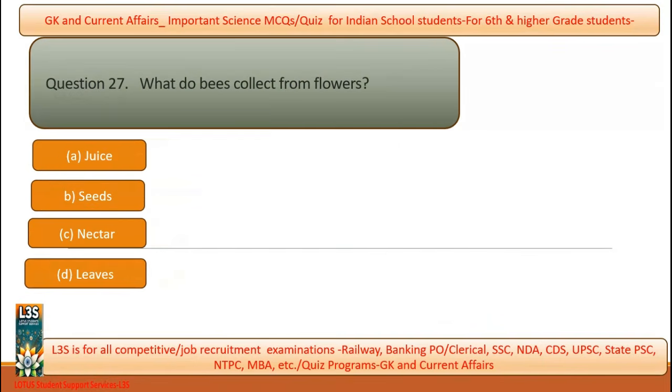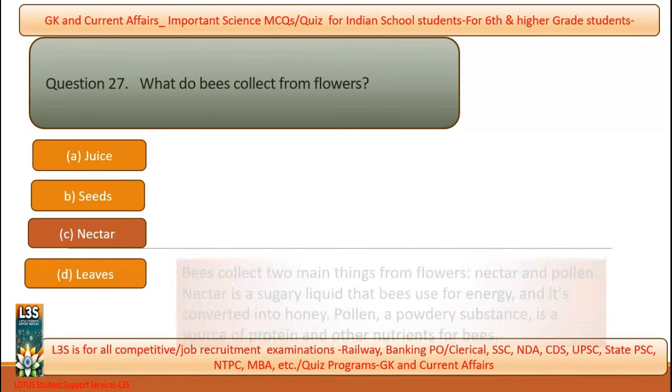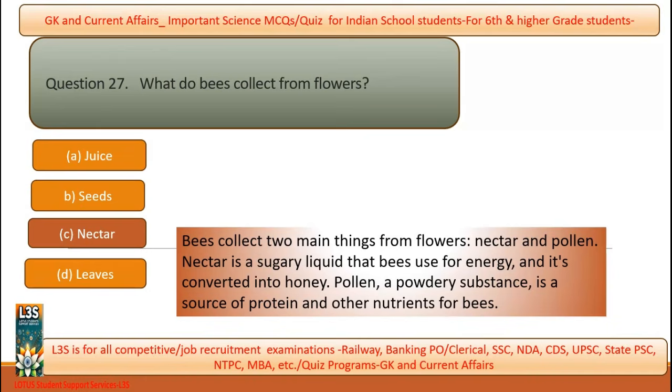What do bees collect from flowers? Juice, seeds, nectar, leaves. And the right option is C, nectar. Bees collect two main things from flowers, nectar and pollen. Nectar is a sugary liquid that bees use for energy and it's converted into honey. Pollen, a powdery substance, is a source of protein and other nutrients for bees.